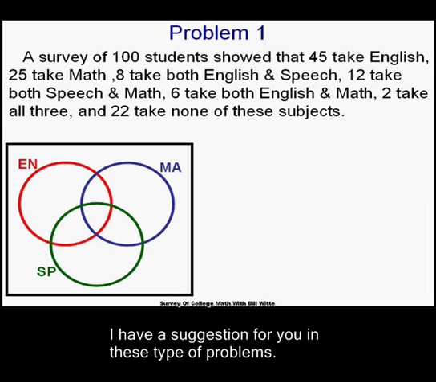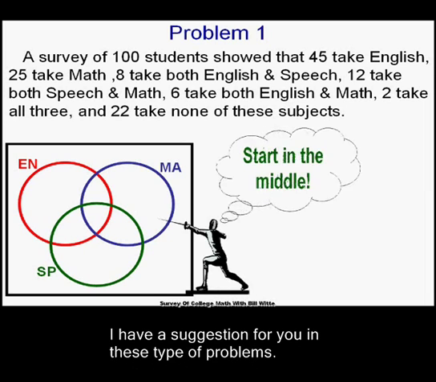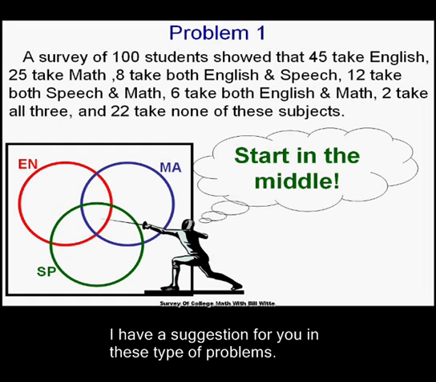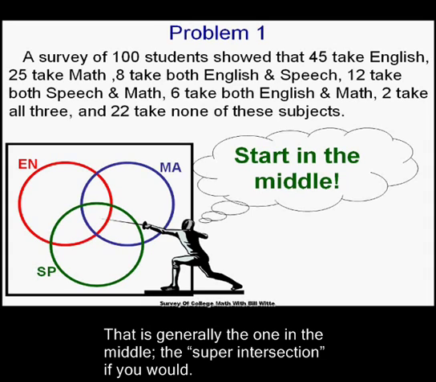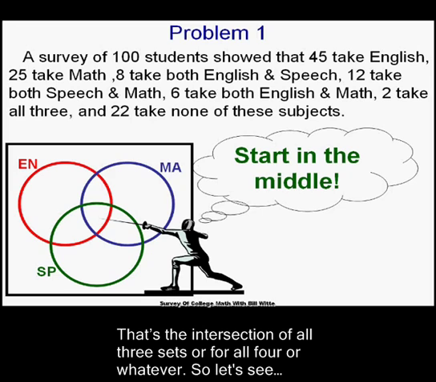Okay, let's see. I've got a suggestion for you. Always don't do it because I said so. Do it because it's going to be the most useful. The most useful number, the one you're going to use the most, is going to be the one in the middle. We want to figure that one. That's the super intersection, if you would. The intersection of all 3 or all 4 or 2 or whatever.